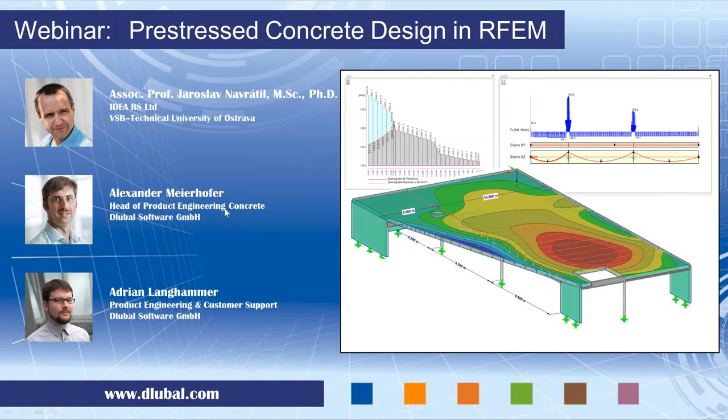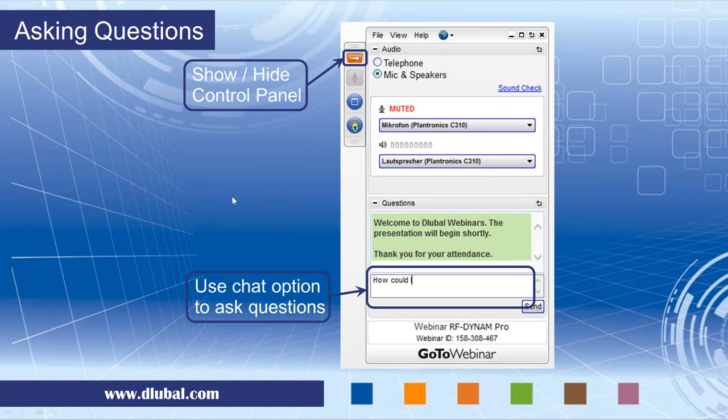So now, just a quick word on the GoToWebinar control panel. As you see, you should all see the control panel on the right-hand side of your screen, and you can use the orange button to show and hide it. The most important bit is the chat option, where you can ask your questions, and Alexander and Adrian will answer all your questions throughout the webinar. And just in case there are too many questions coming in, you definitely get an answer, but it might be via email after the webinar. Some important questions we might also summarize at the end, and Jara might be able to discuss them at the end of the webinar if there's some time left.